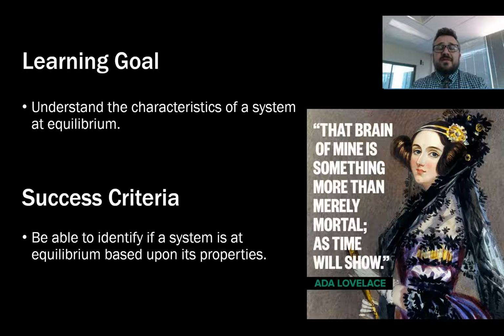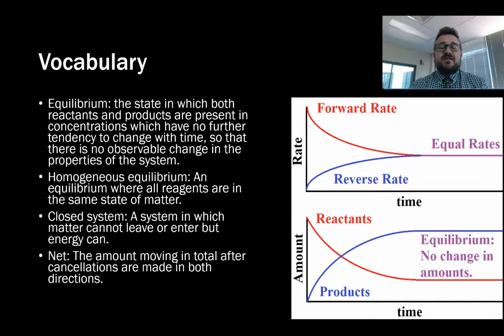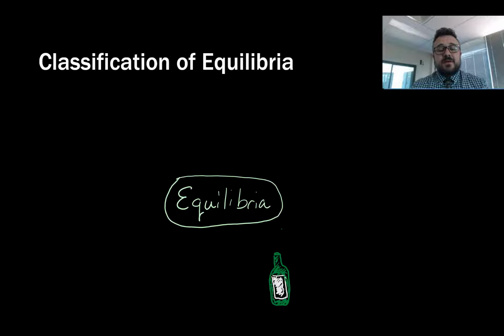So this is our learning goal. We want to be able to understand the characteristics of a system at equilibrium, right? That makes sense. That's what the video is about. But by the end of this, we should be able to, if given a description of the properties of a system, determine if it's at equilibrium. Yes, that meets all the criteria, and away we go. This is your vocabulary. If I can just get you to pause the video here, write this down, we'll have something to refer back to as we move forward.